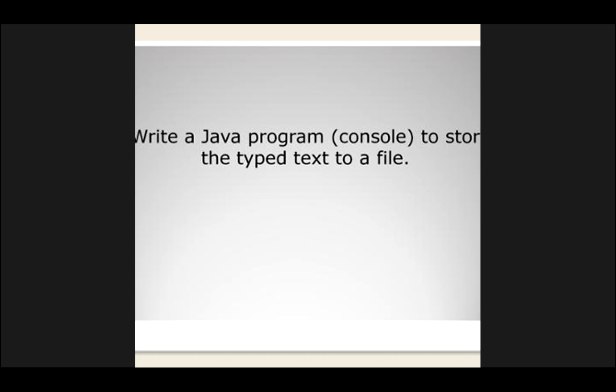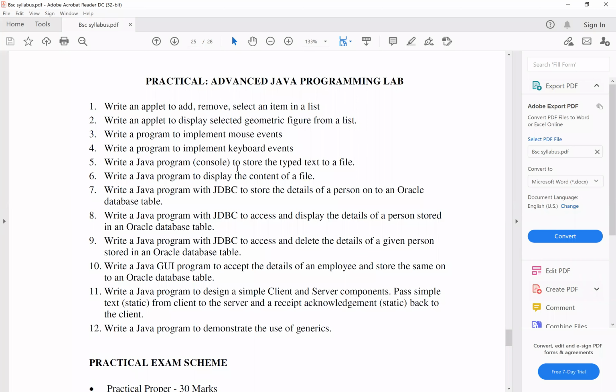That is our fifth lab program: write a Java program to store the typed text to a file. In this, what we need to do is store some text that we type in the console. Where is that to be stored? Into a text file. This is our fifth lab program.